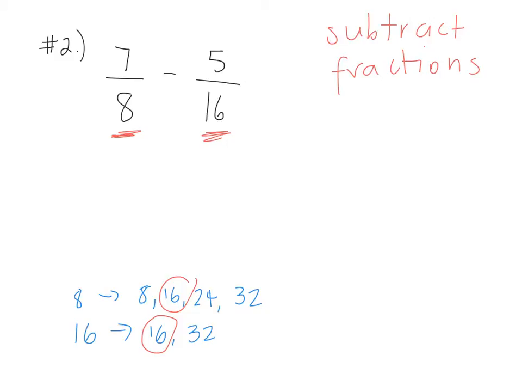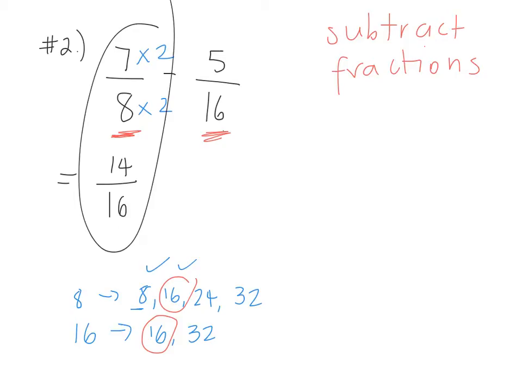What do I need to multiply 8 by to get 16? Times 2. Do I need to multiply 16 by anything? No. Whatever you do to the denominator, you have to do to the numerator. So if I multiply the denominator by 2, I multiply the numerator by 2. We are rewriting this as an equivalent fraction. 7 times 2 is 14, and 8 times 2 is 16. So 7/8 is the same as 14/16.